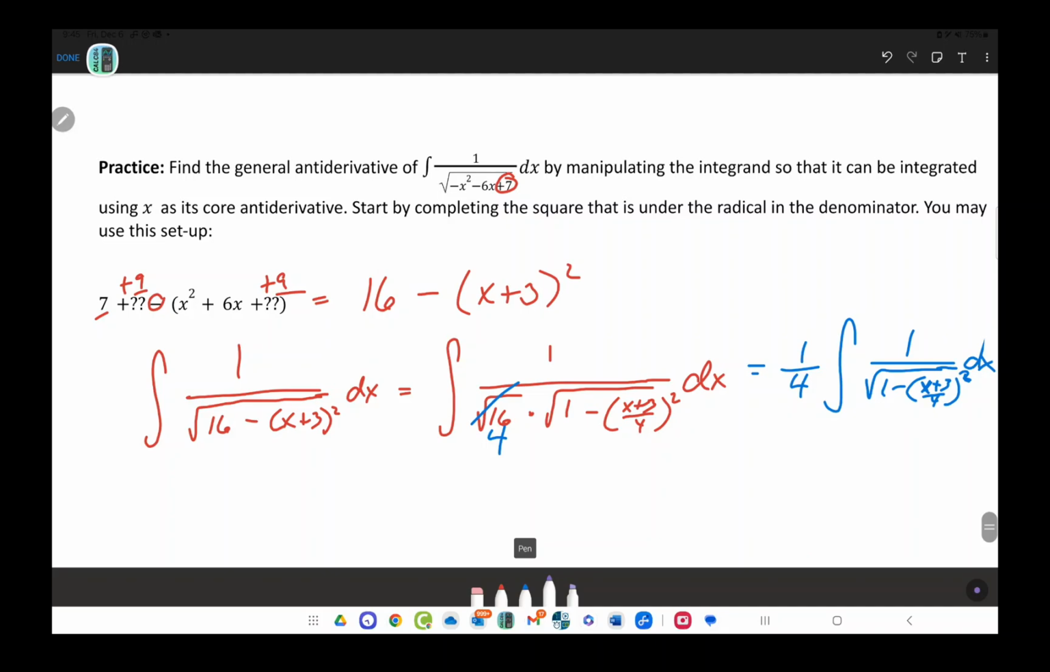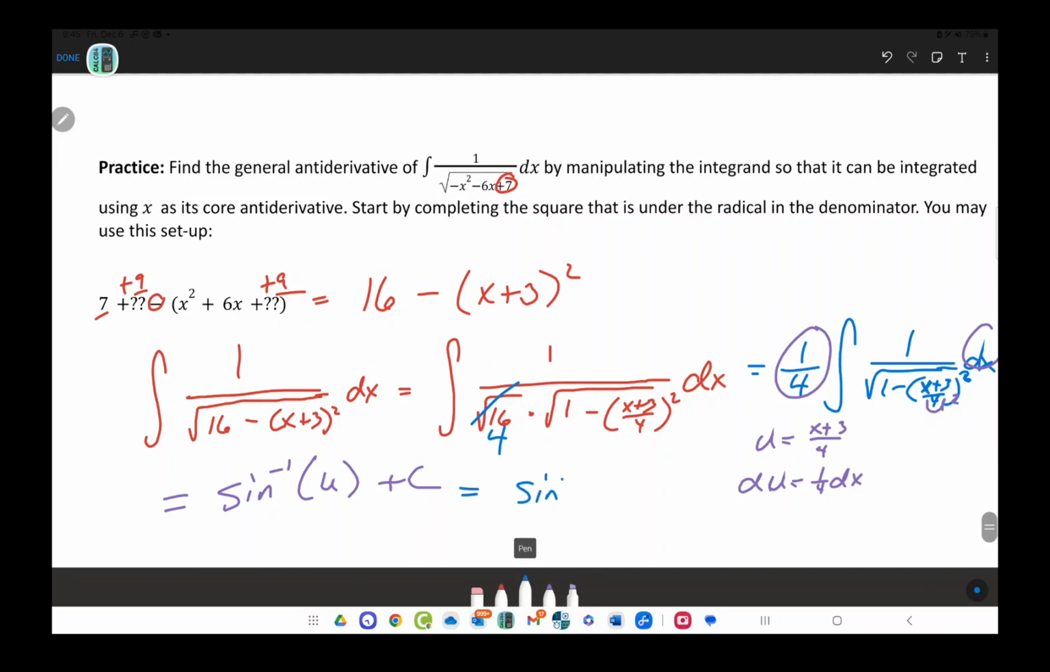Substitute that. Since we know u is equal to (x plus 3) over 4, we know du is equal to 1/4 dx. And we have 1/4 dx. So this just becomes 1 minus u squared. So the antiderivative is inverse sine of u plus c, which gives you inverse sine of (x plus 3) over 4 plus c.